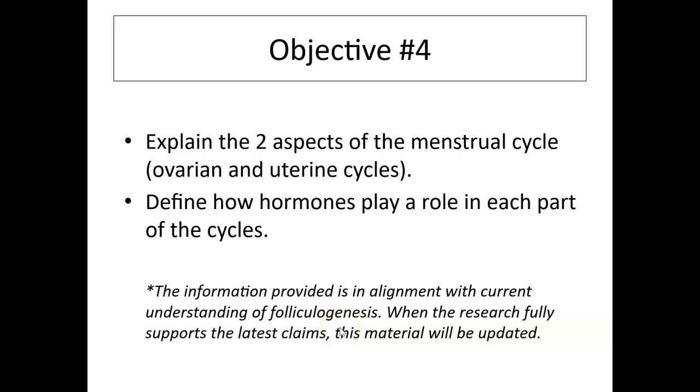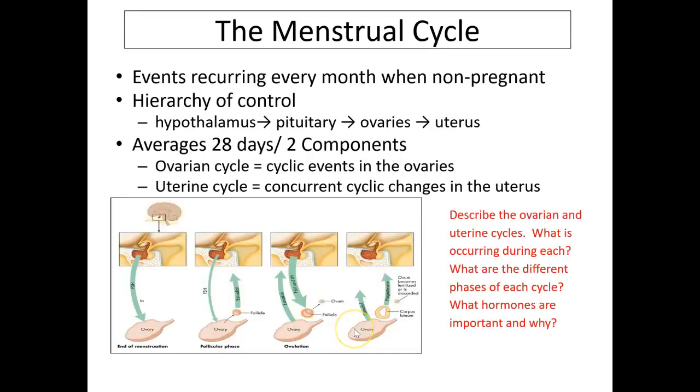This video presents the menstrual cycle, which includes the ovarian and uterine cycles. The menstrual cycle is a process that normally takes around 28 days to complete. It involves a series of cyclical events coordinated by hormones that occur in both the ovaries and the uterus. The order of control is hypothalamus to the anterior pituitary gland, to the ovaries, to the uterus.